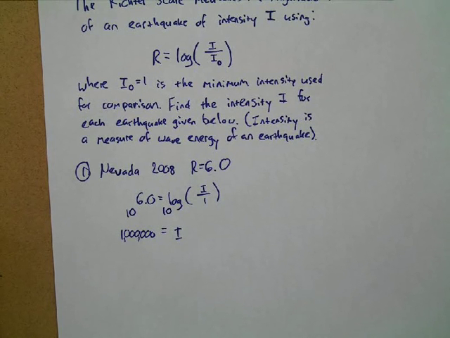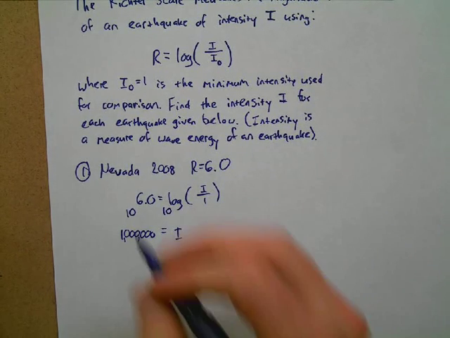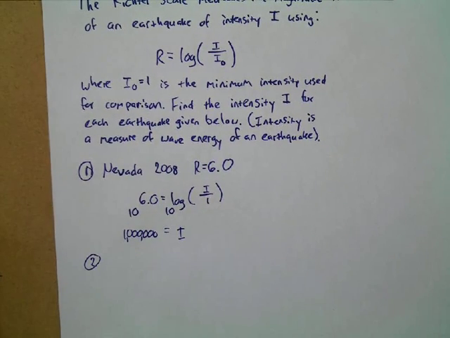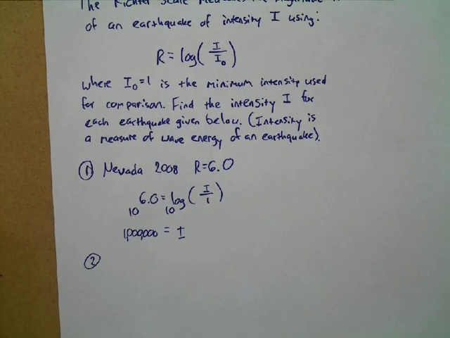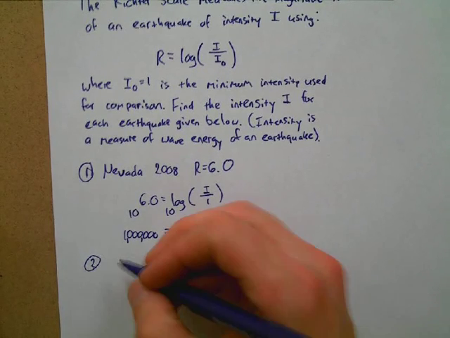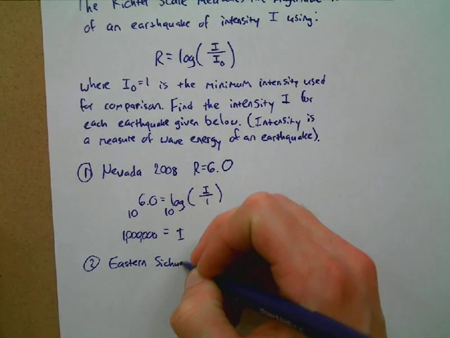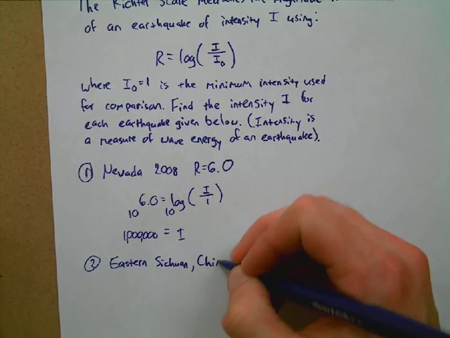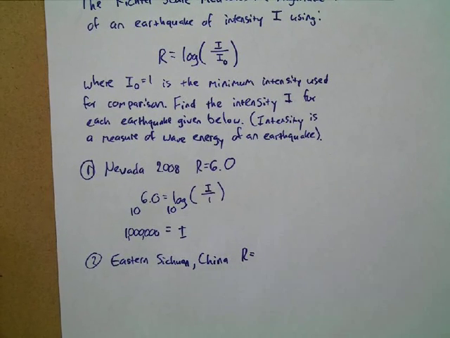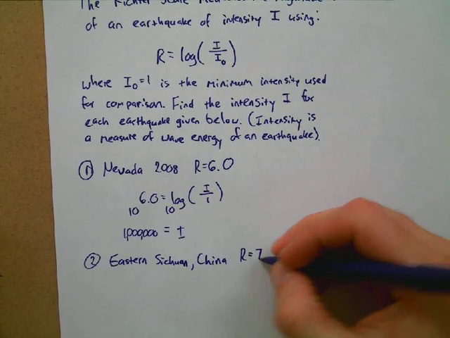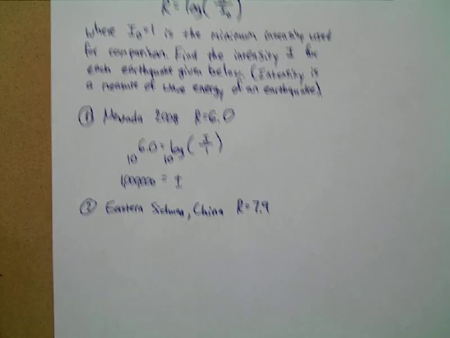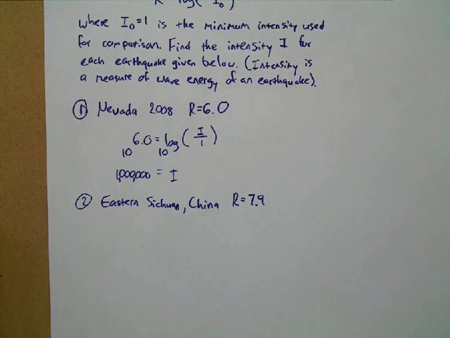And then let me have you try number 2. I have another one, I think, from China. Eastern Sichuan, China. We'll say that was a Richter scale of 7.9. So it's 1.9 points higher on the Richter scale. Then we'll see what that means for the intensity. So go ahead and find out what the I would be for that one, again using the baseline I sub 0 of 1. Go ahead and find what that intensity would be.